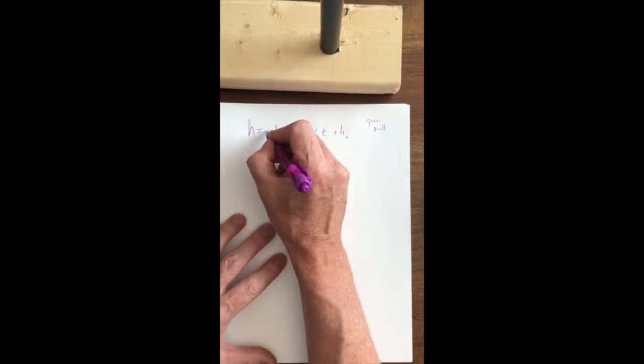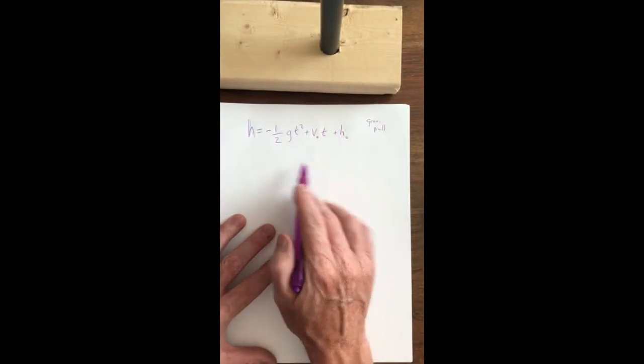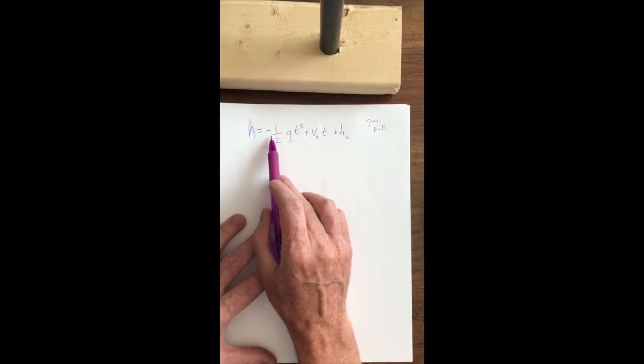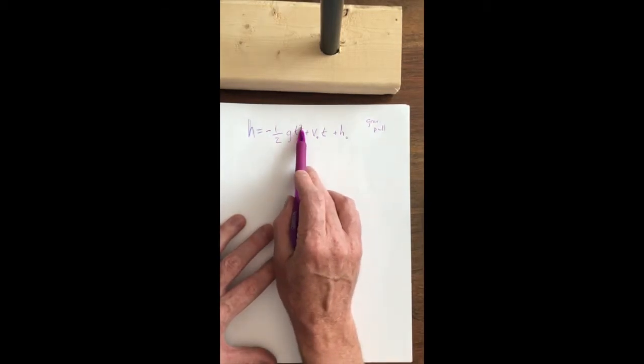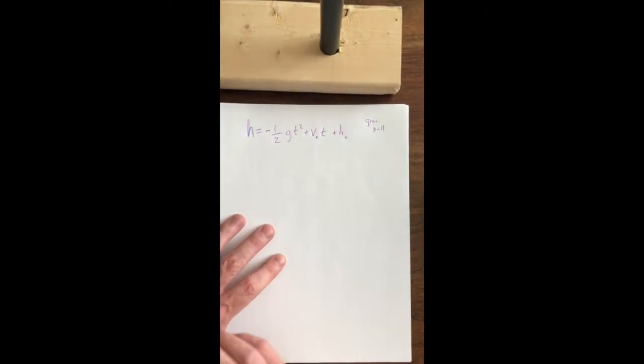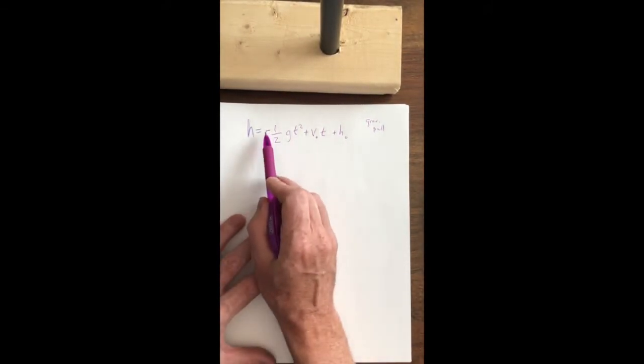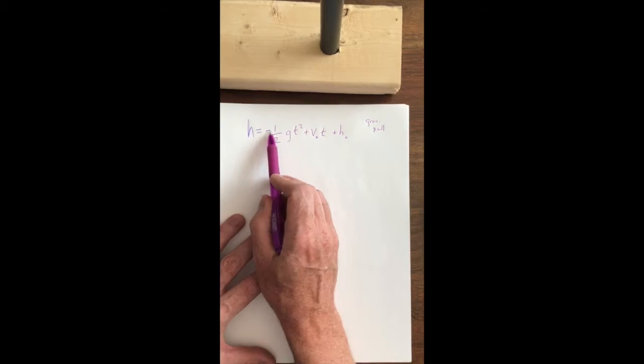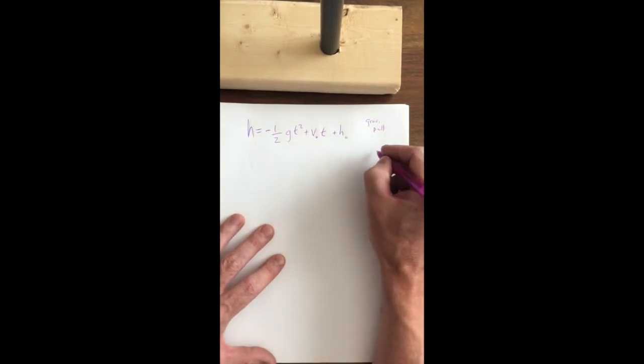A couple of things. One, hopefully you can see that this is in standard form. We have an ax squared plus bx plus c type of situation. Not only that, it's a negative, and because it's gravitational pull and things are falling down, we expect it to be a negative, and it is quadratic.